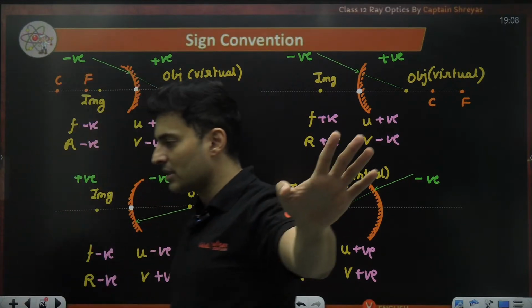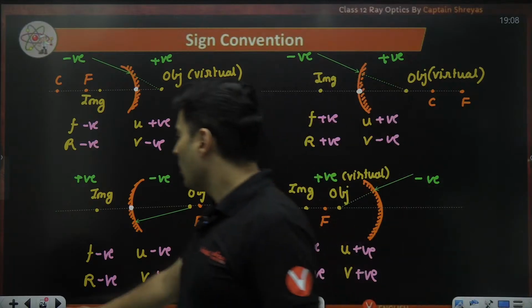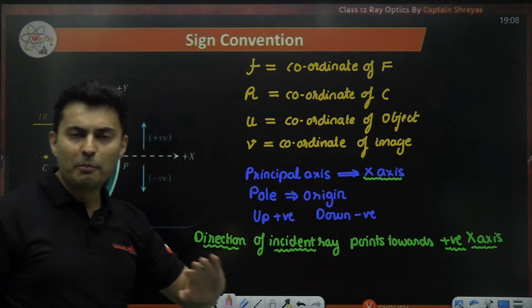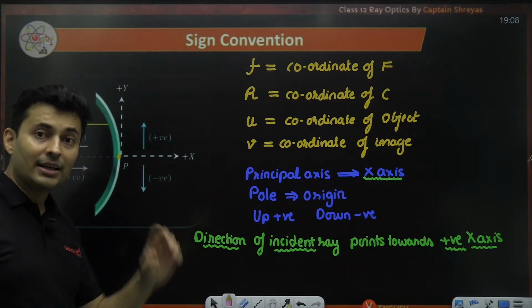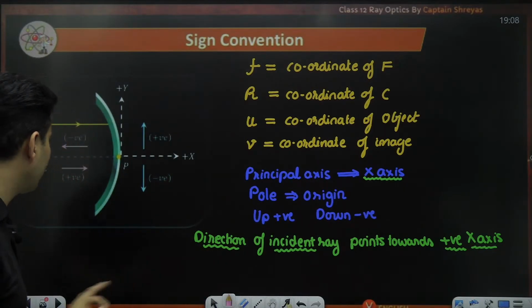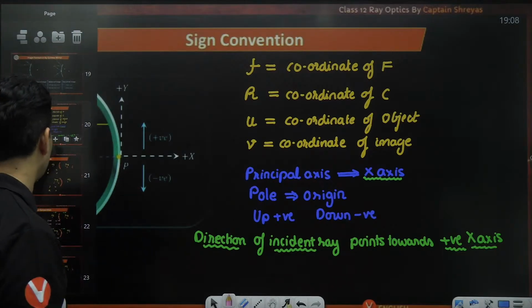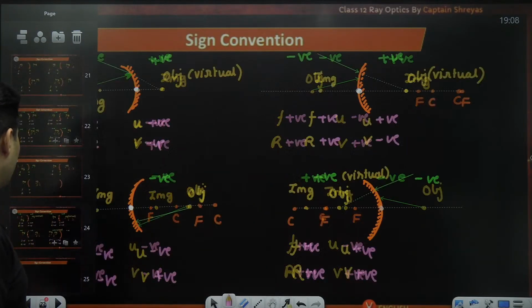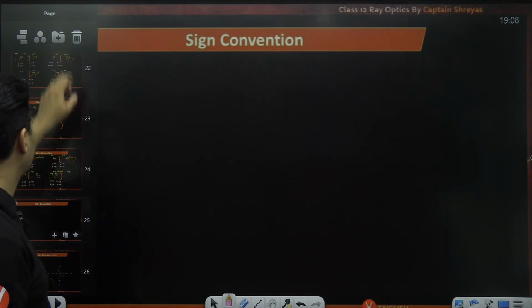Everyone with me on this? Everybody got this concept clear of how the sign convention works? Simple rules. And it is always about the coordinates. Don't think of it like distance, because the word distance is confusing. Think of it like coordinates. I have done it for real and virtual objects both.